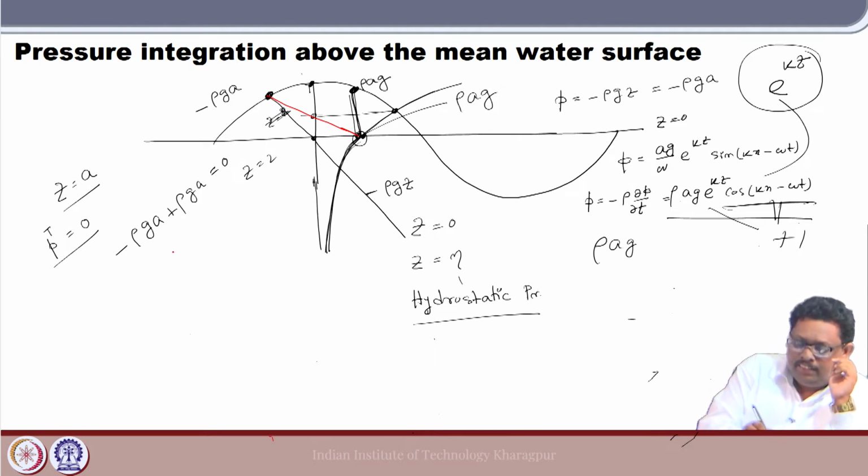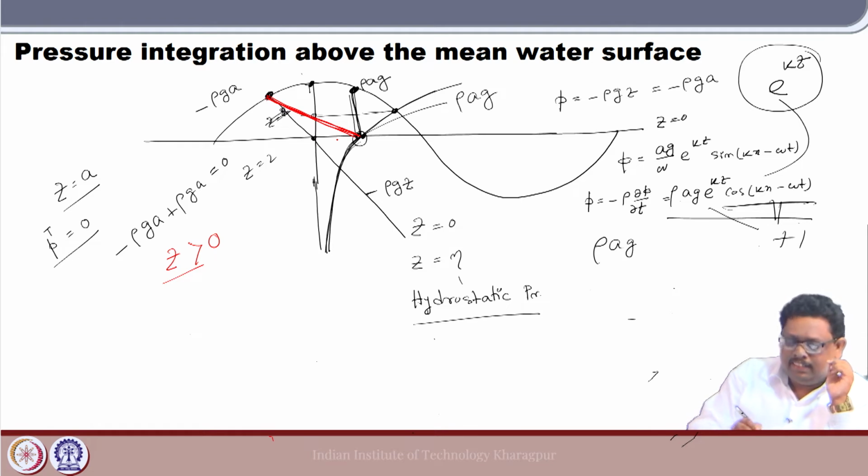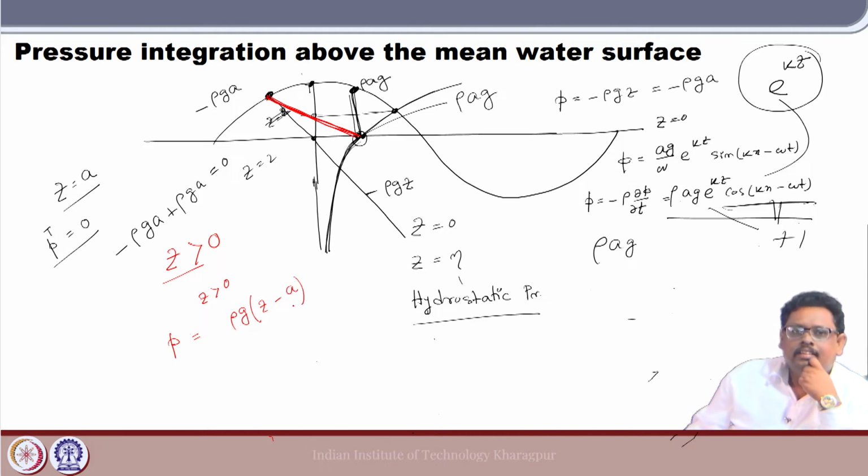Therefore, when z is greater than 0, it follows this line. That means when z is greater than 0, the pressure follows rho into g into, we can call it, z minus a, something like this. So this is when z is greater than 0. Now, you can see it is actually consistent also.